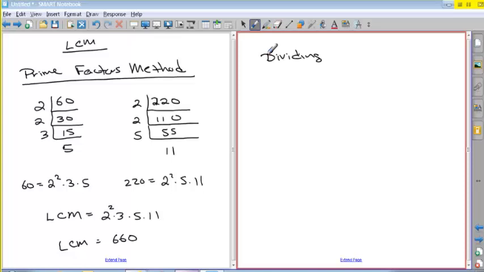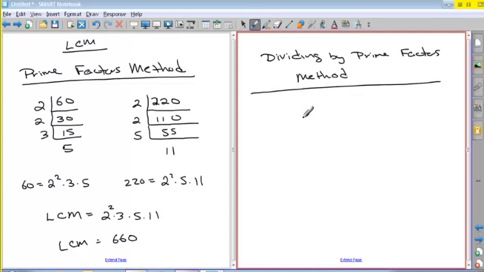So I'm giving you each one of these by prime factors. Let me just erase that. Dividing by prime factors method. Okay. So let me pick something here. 30, 48, and 100.